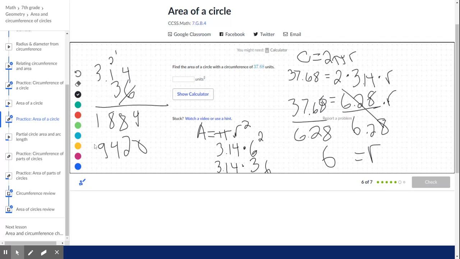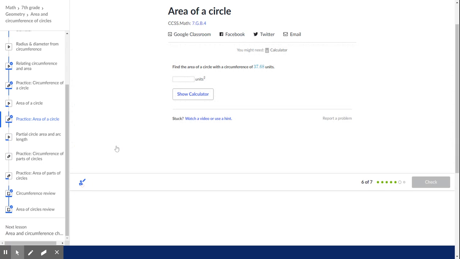I now need to add all of this stuff up. 4 plus nothing is 4. 8 plus 2 is 10. Write a 0, carry a 1. 1 plus 8 is 9 plus 4 is 13. I write a 3 and I carry a 1. 1 plus 1 is 2 plus 9 is 11. So I'm left with 11304. I had 2 numbers behind the decimal, so I'm going to move my decimal 2 times. 113.04.